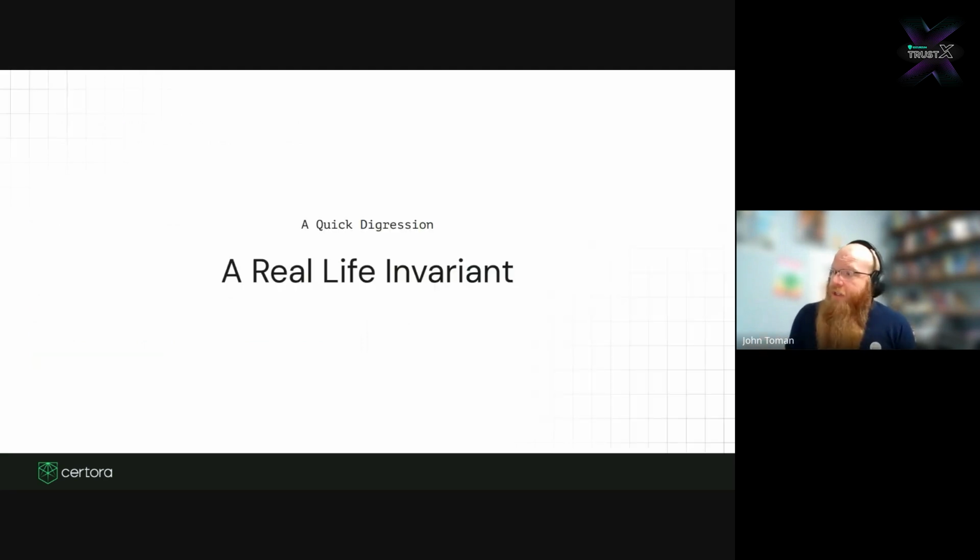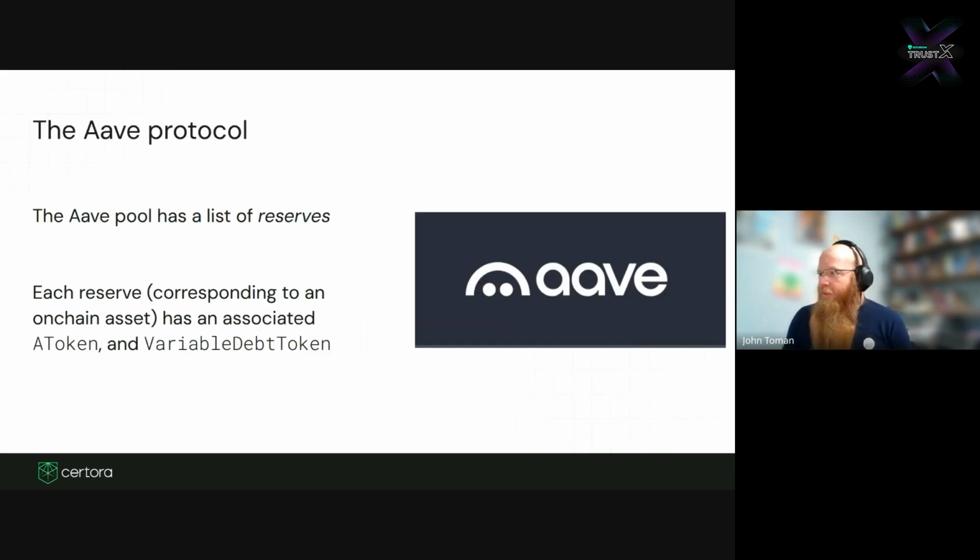So I'm going to go on a quick digression here to discuss a real-life invariant. And this is going to be for the Aave protocol. Now, I'm going to skim over a lot of details here, and for the sake of that, I'm going to skip some important details. But at a high level, this is roughly what an invariant for the Aave protocol looks like.